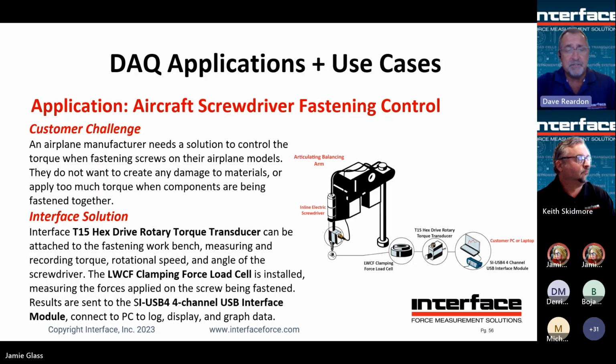So the system was set up. We supplied them with one of our T15 hex drive rotary torque transducers for the screwdriver, and then we used one of our load washer clamp force load cells under the screw to measure how much force as it was screwing down. We had those attached to an SI USB 4 interface module connected to a PC to log, display, and graph the data.